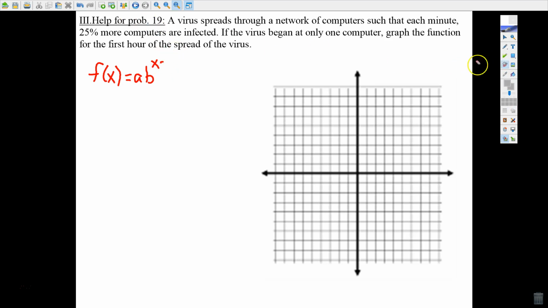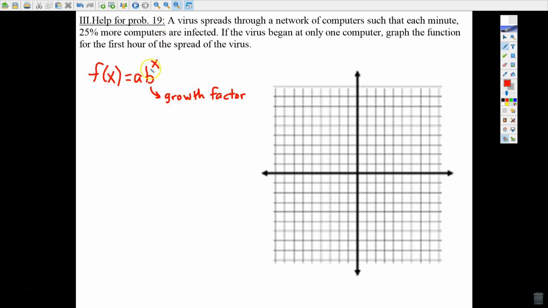It's not really going to be a transformation, so I won't have to do the minus h plus k. But this is typically the format for exponential growth or decay, and we know it's going to be growth because the number of computers that are affected are growing by 25% each minute. So B, another way of looking at B, is it is called our growth factor. And here's how you find the growth factor. When you do number 19, you'll do the same thing.